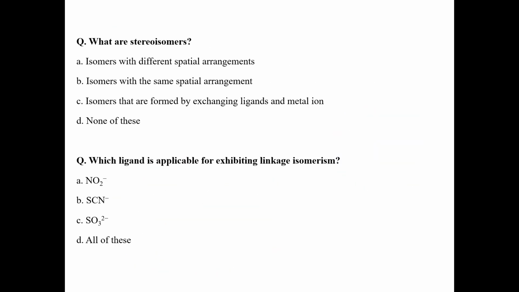Okay, what are stereoisomers? So we are moving to the stereochemistry part. Stereoisomers are isomers with different spatial arrangements. See, this one is the only right answer, because how can they have the same spatial arrangement? That would be the identical molecule.